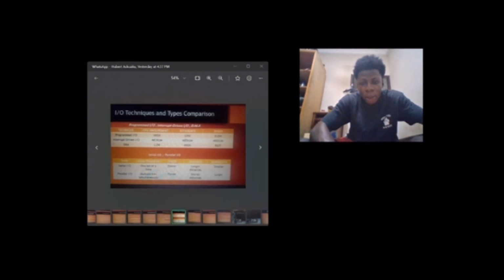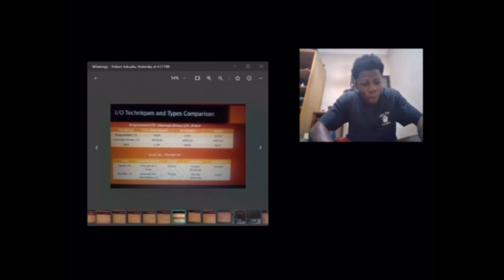Then we move on to interrupt driven input and output, whose CPU involvement is medium. The efficiency is also medium, and the speed is also medium. And then we move on to the DMA. With the DMA, the CPU involvement is low, its efficiency is high, and the speed is very fast. And then we move on to serial input and output, and parallel input and output.